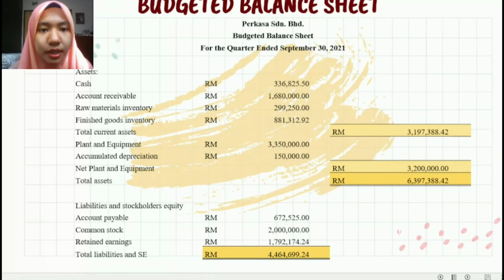For the budgeted balance sheet, we need to know the total assets and total liabilities and stockholders' equity. Firstly, for the total assets, we need the cash, which is RM336,825.50, plus accounts receivable, which is 1,680,000, plus raw materials inventory, which is RM299,250, and plus finished goods inventory, which is 881,312.92. Then we can obtain the value of total current assets, which is RM3,197,388.42.